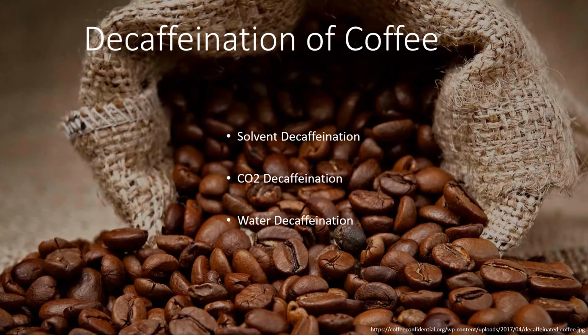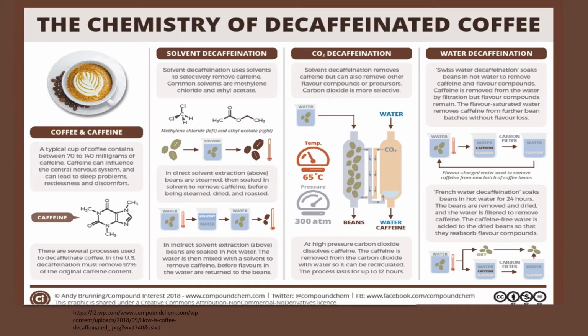While caffeine can be synthesized using uric acid, it is much cheaper and easier to decaffeinate various products to yield caffeine. Three of the most popular methods of decaffeination are solvent decaffeination, CO2 decaffeination, and water decaffeination. Before going more in depth, here's an excellent graphic detailing decaffeination. In the US, 97% or more of the caffeine must be removed from coffee in order for it to be considered decaf coffee.